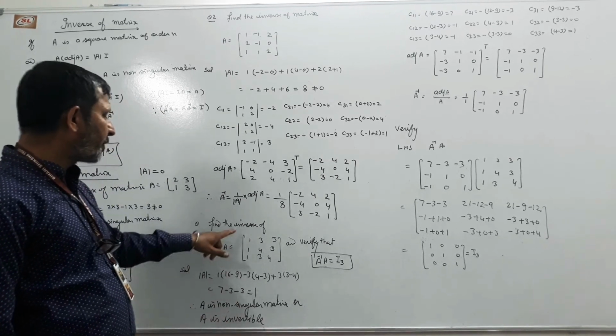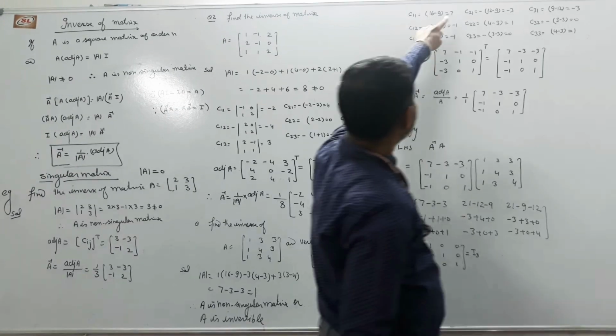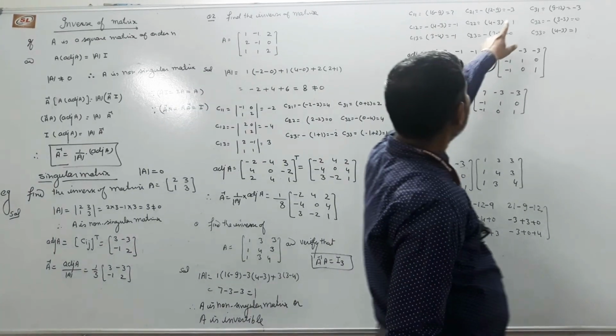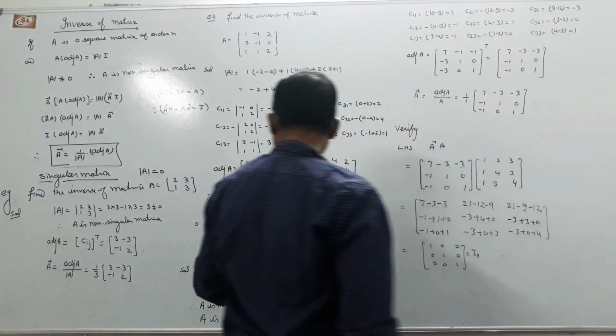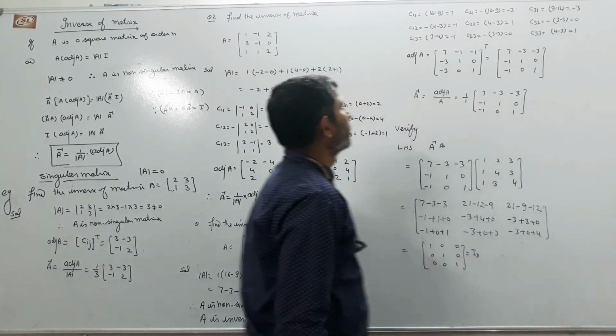By the same condition, first we find the cofactor. Cofactor of the first row: 7, minus 1, 1. Cofactor of the second row: minus 3, 1, 0. Cofactor of the third row: minus 3, 0 and 1.